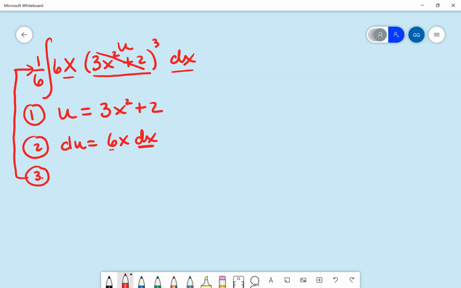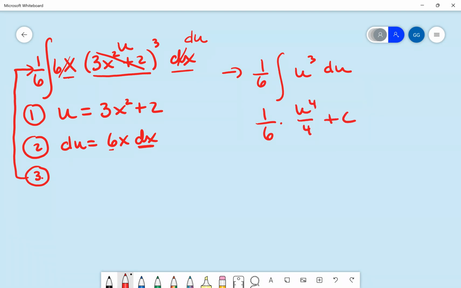Then this will now become my du. And now I will have 1 over 6 in front times the indefinite integral of u to the third du. And now I have created that form I know of, u to the n. So it's 1 over 6 times u to the fourth over 4 plus c, which is 1 over 24 times (3x squared plus 2) to the fourth plus c. Okay.